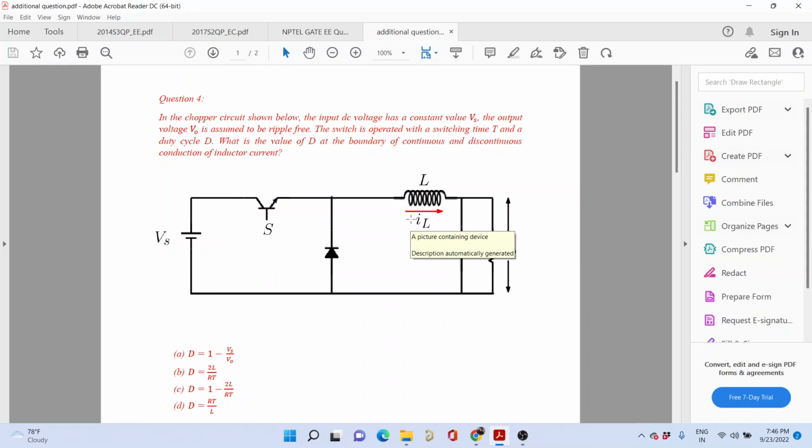During turn off time, the moment you turn this switch off, the energy stored in the inductor... the inductor can never be kept in an open circuit. When a current is flowing through the inductor, you can never keep this in open circuit. That's why we provide this freewheeling diode. The moment you turn this off, there will be a voltage spike. If this was some switch which was turned off, there would be a voltage spike across this.